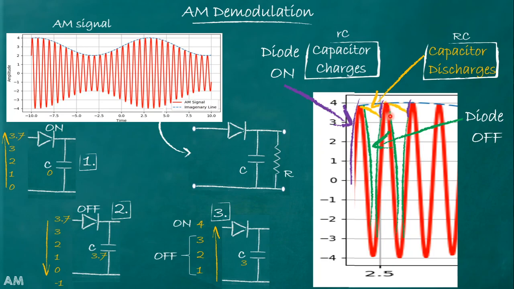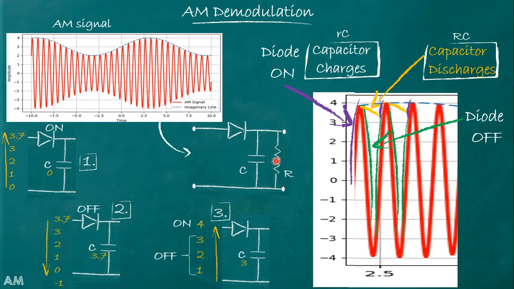Now as your input signal once again decreases, your diode will once again become an open circuit and your capacitor once again discharges through this capital R. So here your capacitor voltage starts decreasing. Now in the next cycle, once again your capacitor will charge, and your capacitor will discharge. So this charging and discharging of the capacitor repeats.